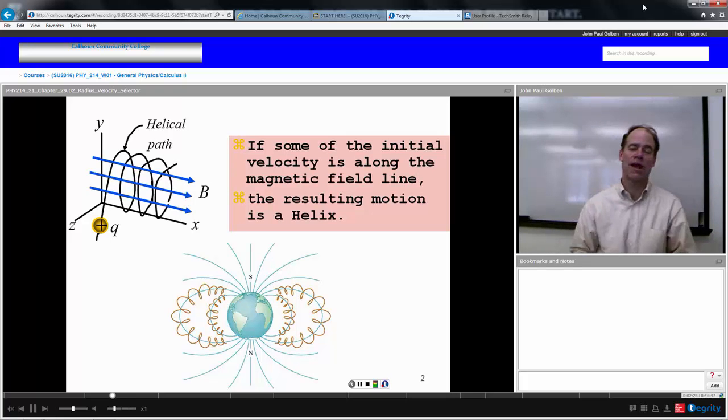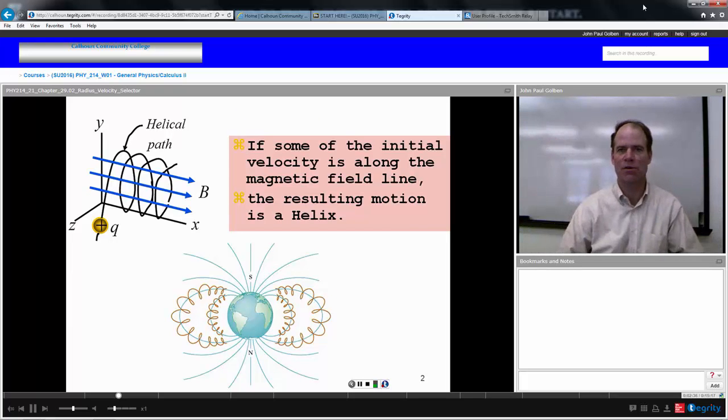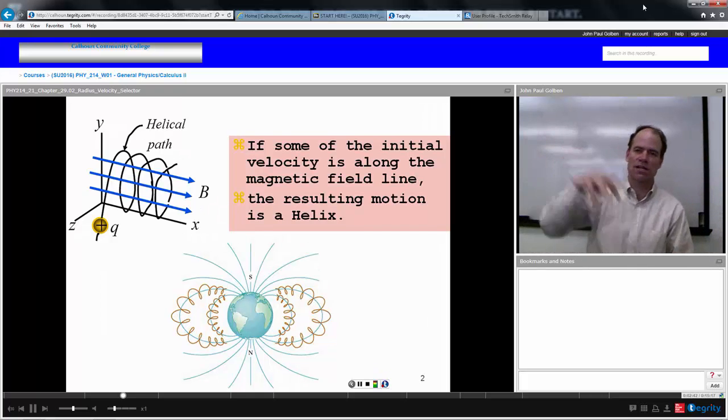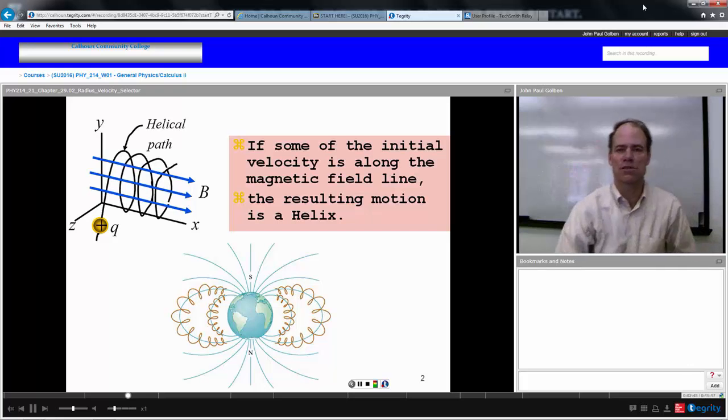This is really what happens when charged particles from the sun impact the Earth. The Earth has a magnetic field going from geographic north to geographic south to geographic north, and so when charged particles from the sun hit the Earth's magnetic field, they start moving around in circles, and then they are forced to converge at the Earth's poles.